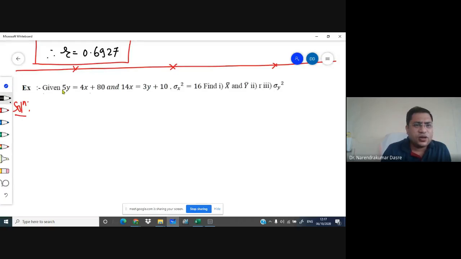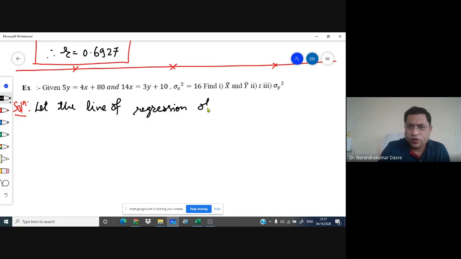Okay, so we have been given the two lines of regression. Hence, we start by letting the line of regression of y on x be this. Out of these two lines, we are randomly considering that this one is going to be of y on x, and this one is going to be of x on y.